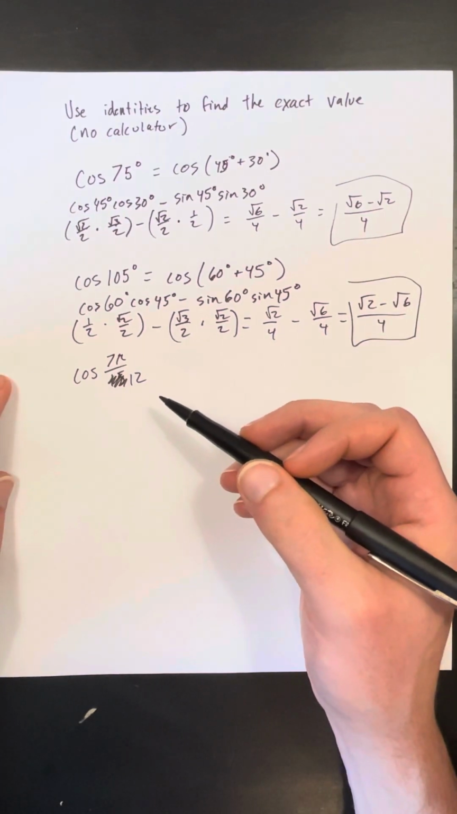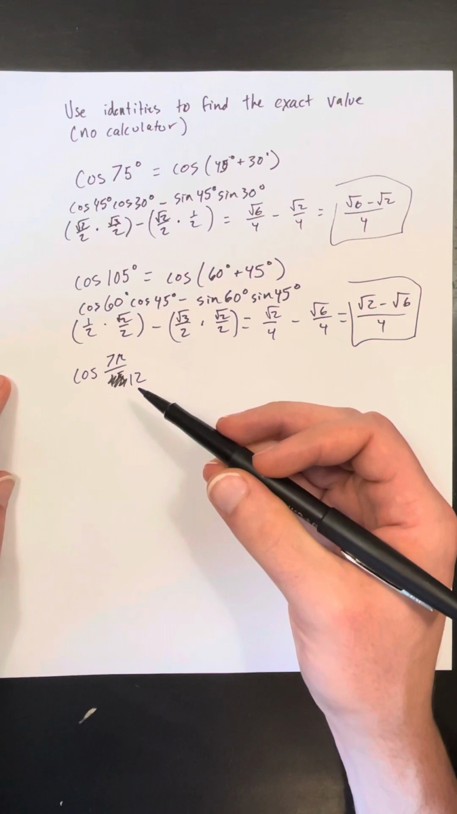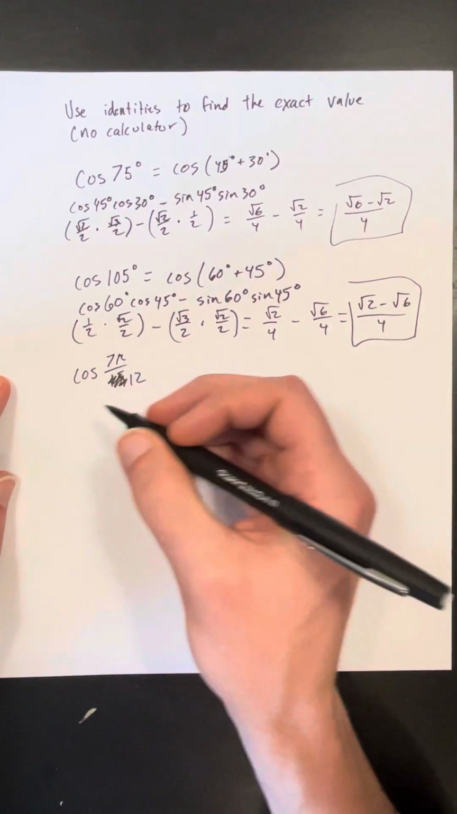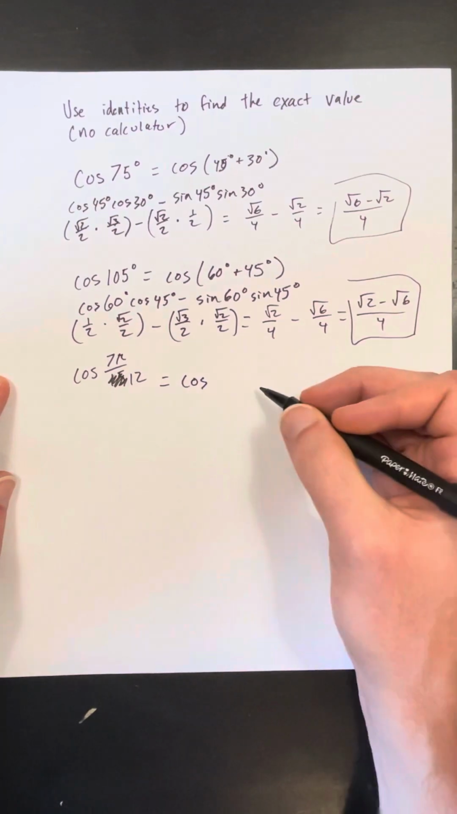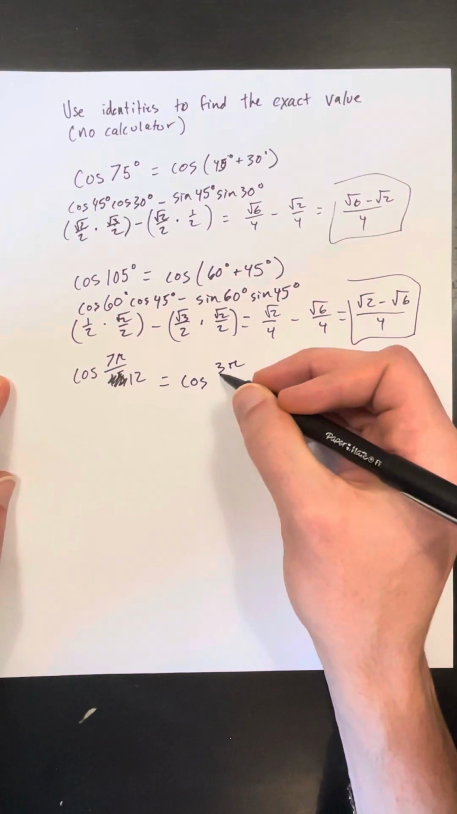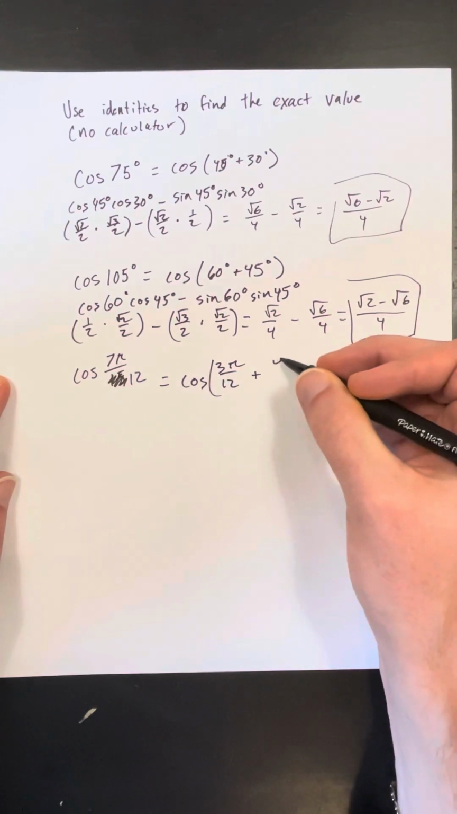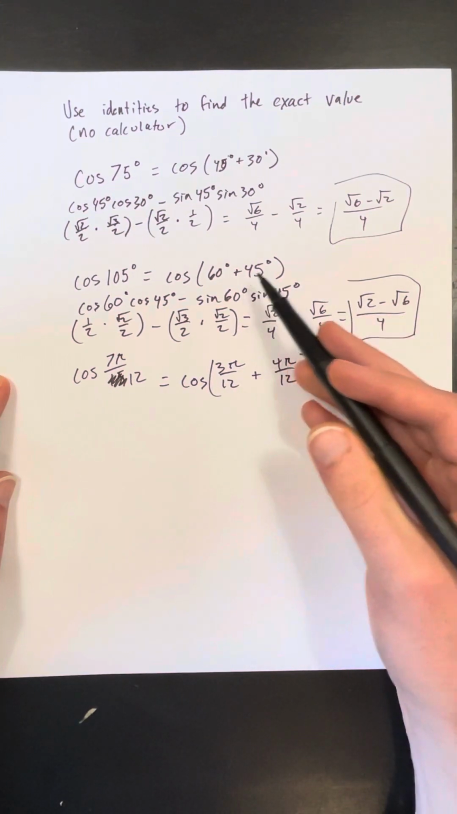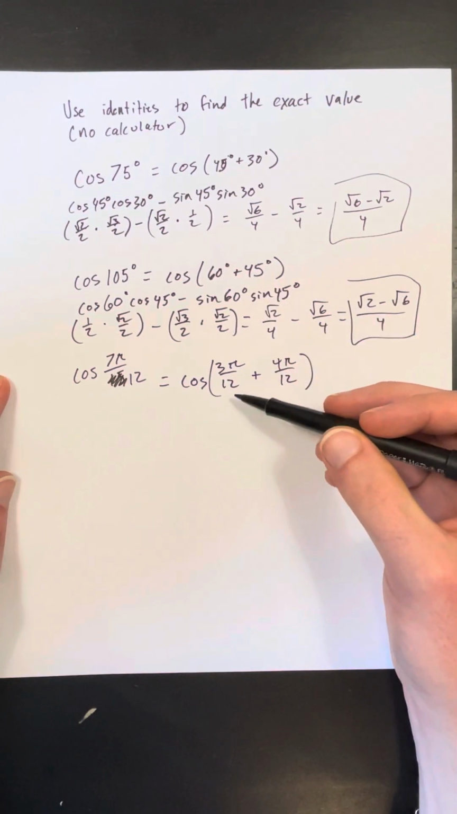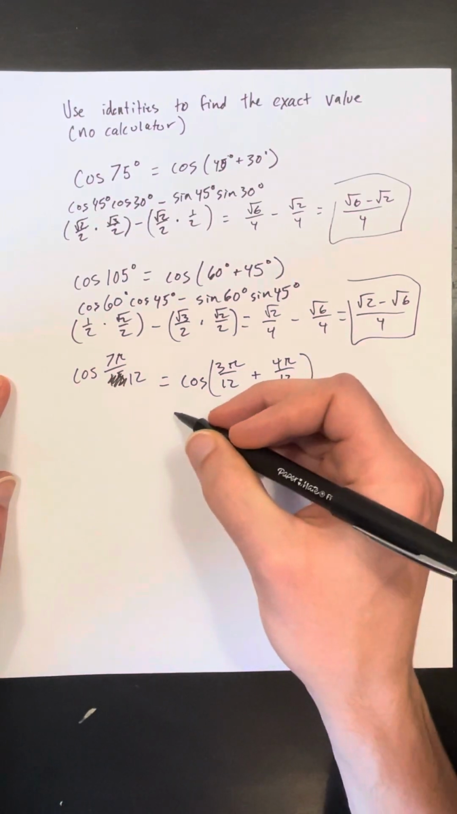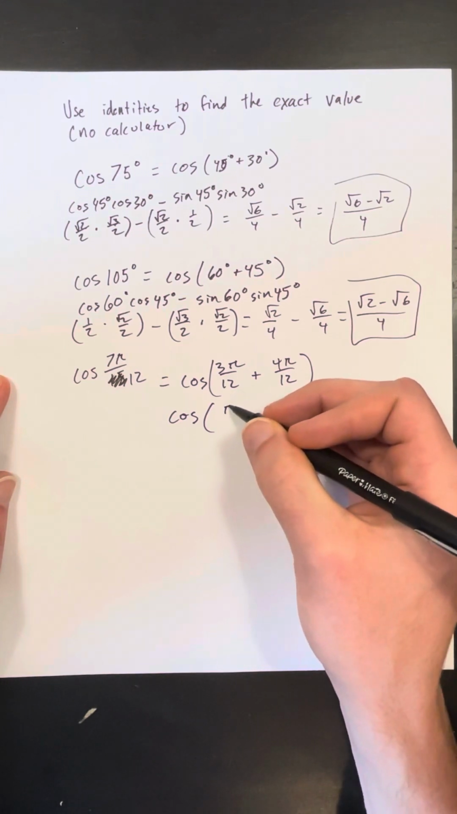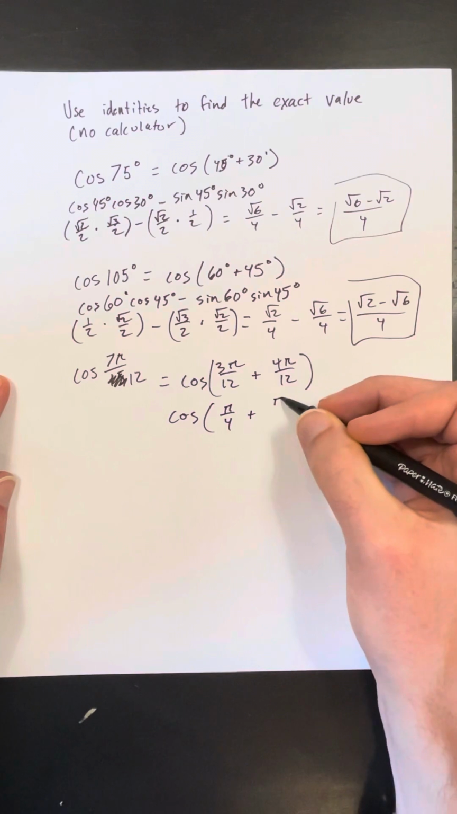In this one here, we will see that it actually is the same as the one we just did, but it's in radians. So let's first break this apart. Cosine, I can write it as 3 pi over 12 plus 4 pi over 12. And once we do this, let's first simplify these fractions. You get cosine pi over 4 plus pi over 3.